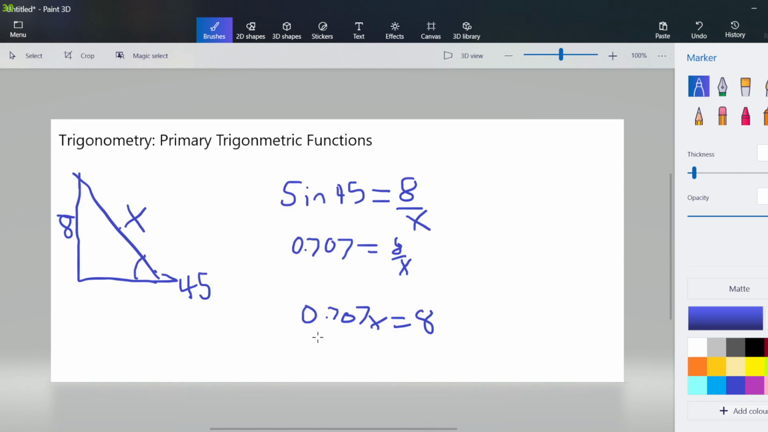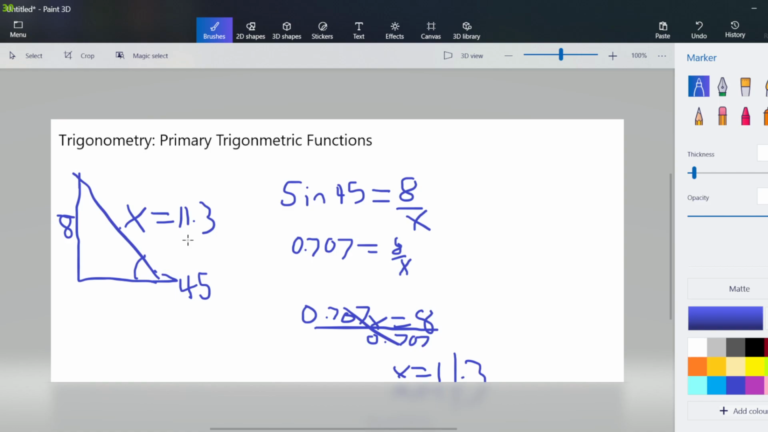And by doing this, that gets crossed out. X is equal to 8 divided by 0.707, which comes out to 11.3, which means our hypotenuse here is equal to 11.3. So you can see here how I used the same formula and algebraically was able to rearrange the equation to find the missing side. And this works for any side with any trig function, given you have the sides and angles to find it out.